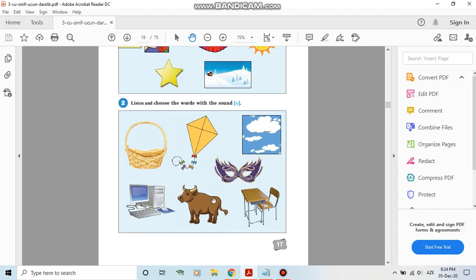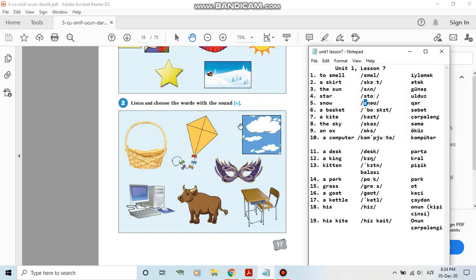Exercise number 2. Listen and choose the word with the sound S. Dinləyin və S səs olan sözləri seçin. Basket. Basket. It has the sound S. Kite. Çərpələng. Kite. It doesn't have the sound S.